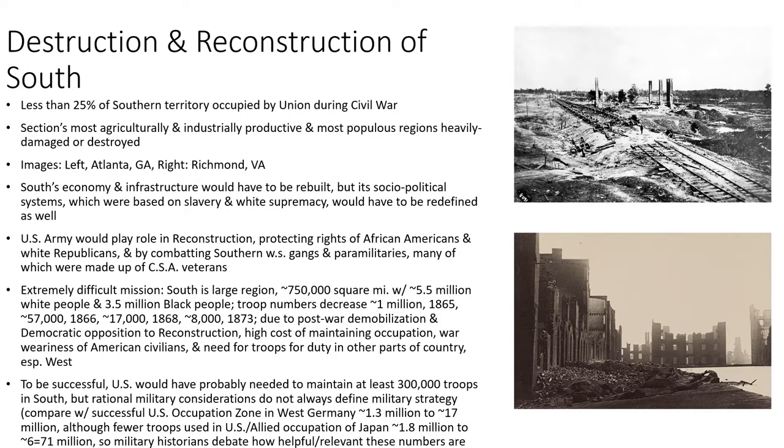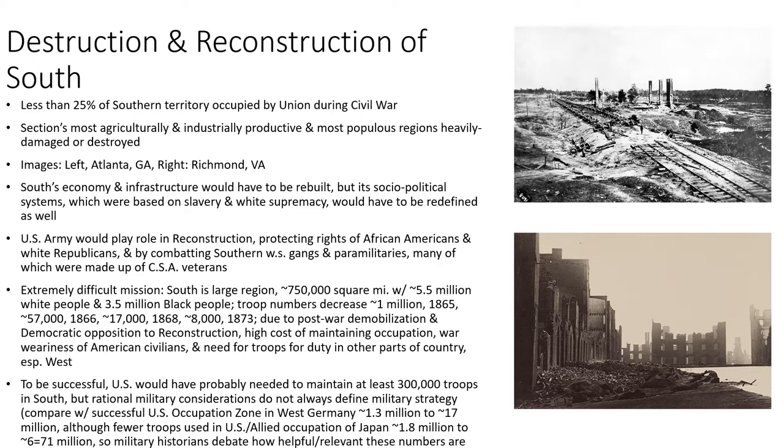The images on this slide show destruction of Richmond, Virginia, the Confederate capital and an important industrial center, and also we can see the destruction of the rail lines at Atlanta, Georgia. Atlanta was an important transportation, especially railroad hub in the Deep South. Because of this destruction, the South's economy and infrastructure would have to be rebuilt.